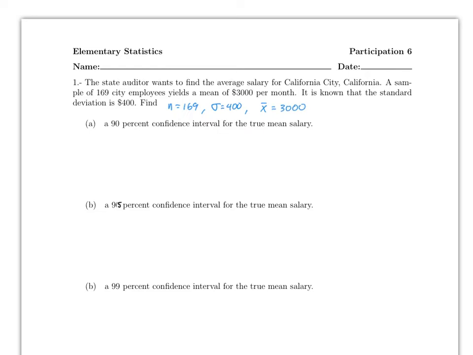For part A, 90% means alpha is 0.05. You should memorize this. It's still better to do the steps, but 90% automatically means you're going to use 1.64. 95% will be 1.96, and this is 2.58. Now, again, this is only if you're using z. Otherwise, you have to go through the table. So here, alpha is 0.05.